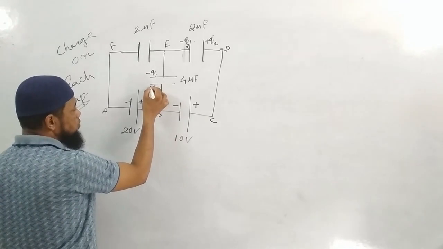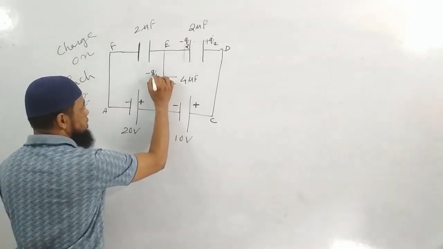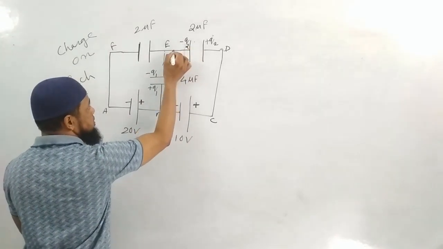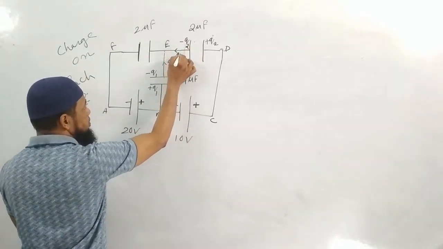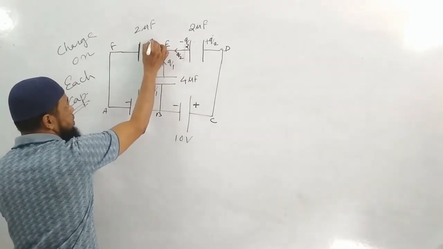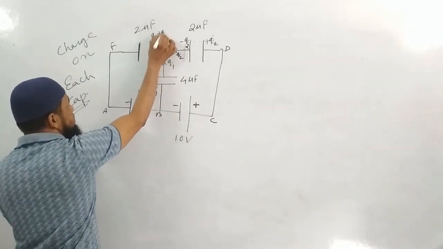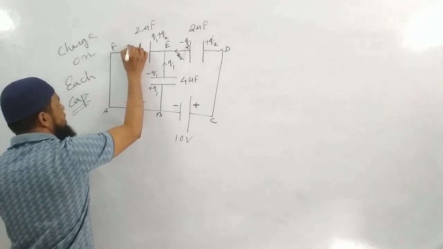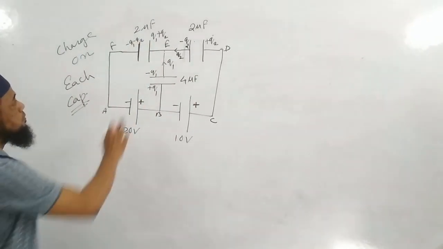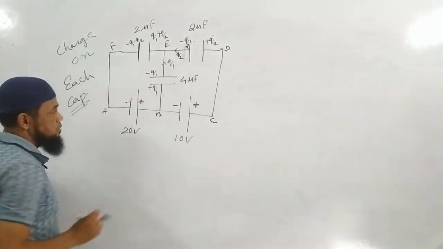Here plus Q1, this plate is minus Q1. That means how much will flow out from here? Plus Q1. This plate is minus Q2. That means how much will have to flow here? Plus Q2. So plus Q1 and plus Q2 both will go and get deposited here: Q1 plus Q2. Then on this side, minus Q1, minus Q2. This will become the final distribution of charge.